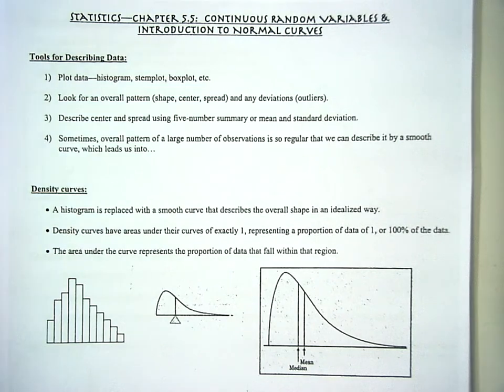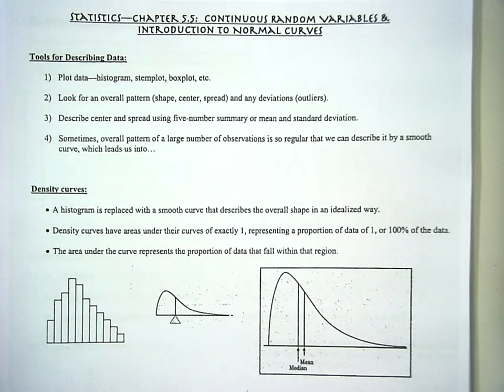All right, hello everyone. Our topic today is looking at chapter 5.5. So we're looking at continuous random variables and a little introduction to normal curves as well. So far we've talked about discrete random variables. So now we're moving on to the continuous.